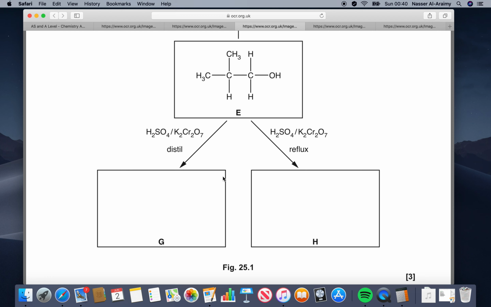Okay, what's the difference between if you distill it and then if you reflux it? What's going to happen there?